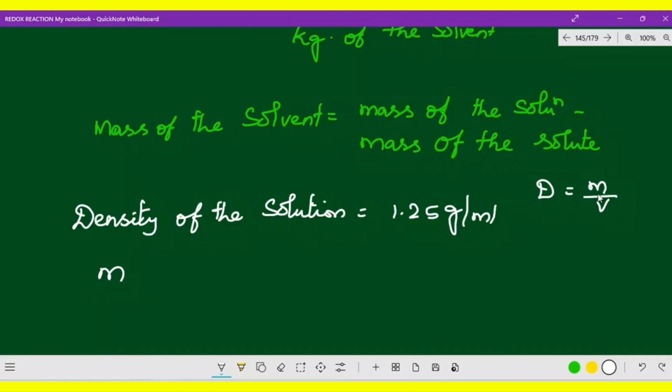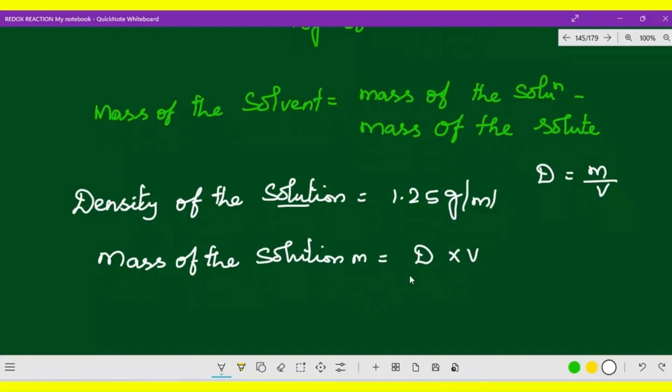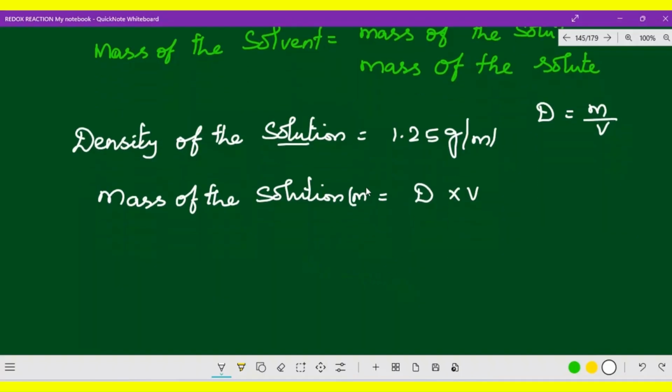Now we are going to take the mass of the solution. We have to find the mass of the solution, M, so automatically it is D into V: density into volume of the solution. The volume of the solution is 1000 mL, that is 1 liter. So M equals D into V.